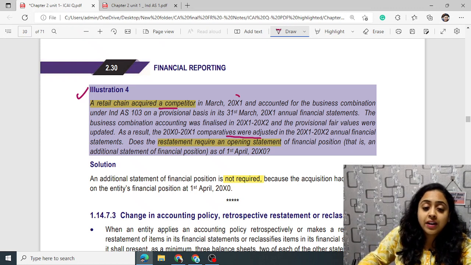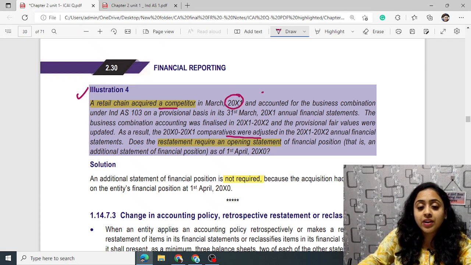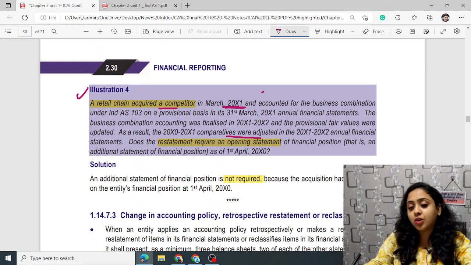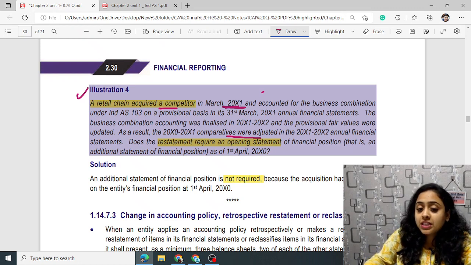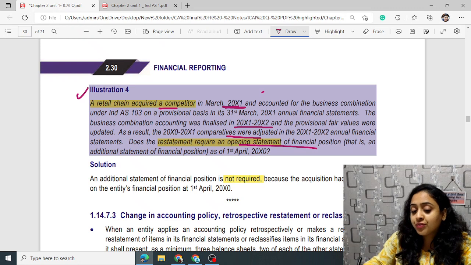See, you have acquired in 2001 and accounted such business combination. Now, the business combination accounting was finalized in 2001 and 2, and the provisional fair values were taken as comparatives. Now, it is asking that does the restatement require an opening statement of financial position, or that is an additional statement of financial position as of 1st April 2020.